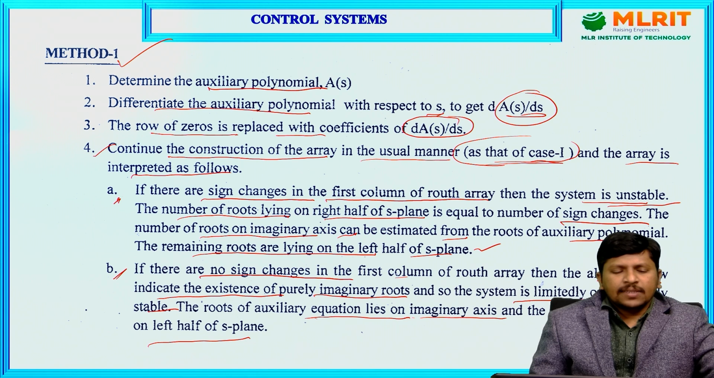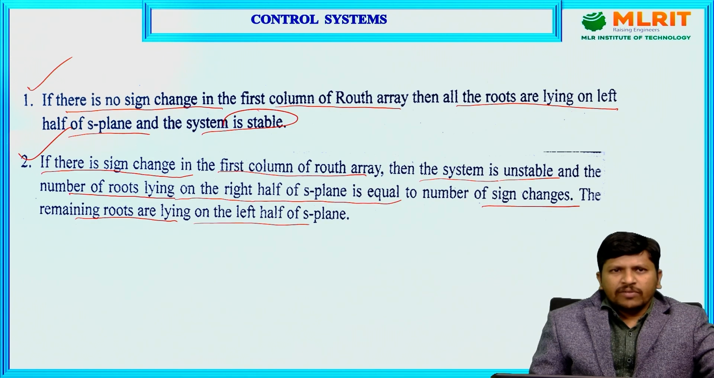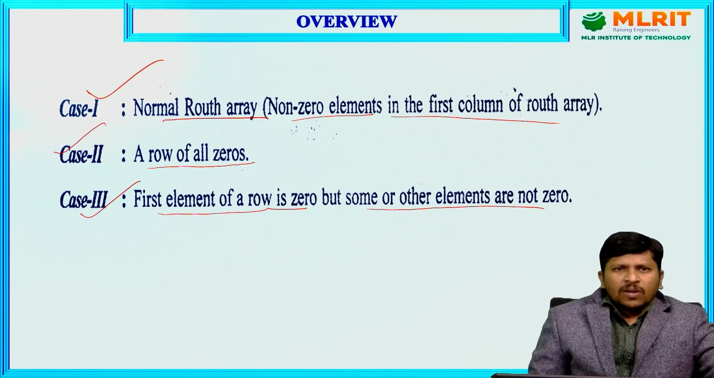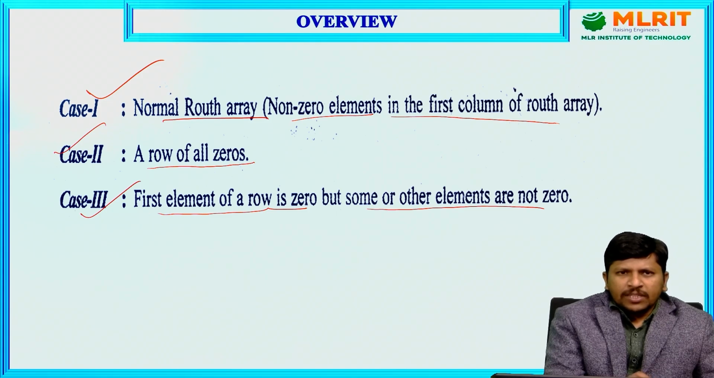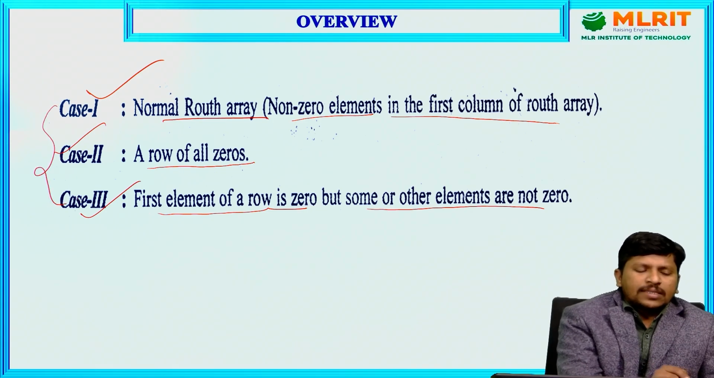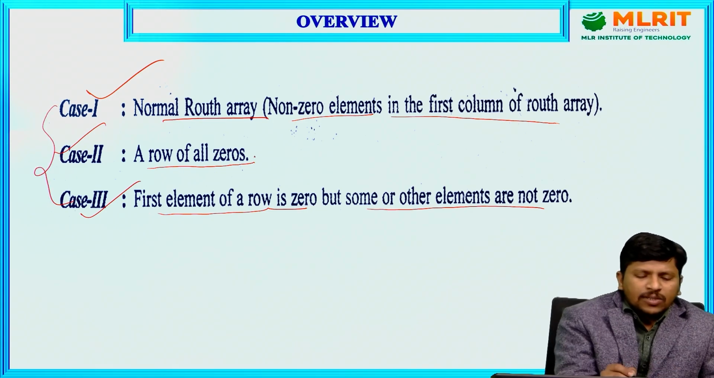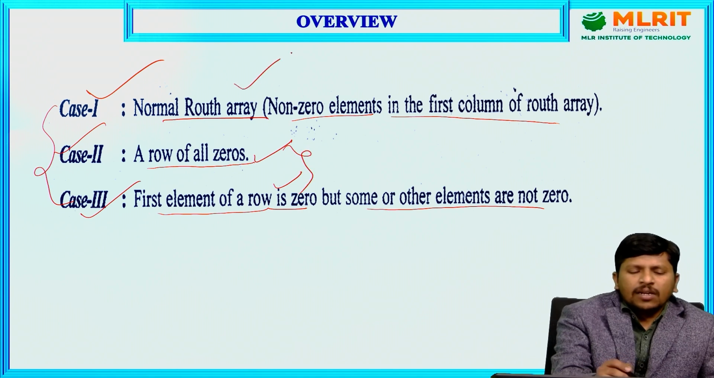These three cases are very important for the Routh-Hurwitz criterion method, and they are very important for technical exams also. In the Routh-Hurwitz method, questions can come from any of the three cases in technical exams. That is very important, so you have to remember all three cases. Mostly we say that case 2 and case 3 are the special cases. Case 1 is the normal case.